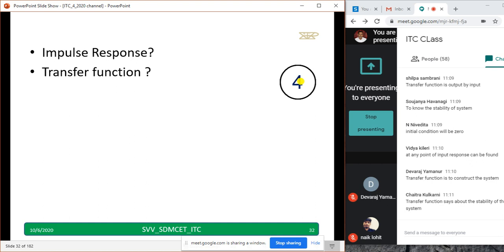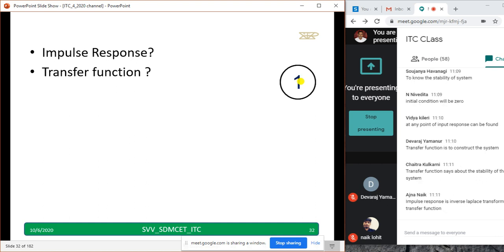Transfer function says about the stability of the system. Chaitra Kulkarni has told something very good. Adnya: impulse response is the inverse Laplace transform function. Okay. Majority are telling the equation. Equation I don't want. What you understood, that I want. Nobody told. Okay, let us think.